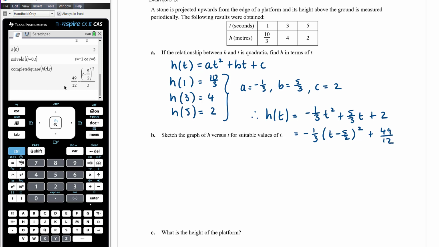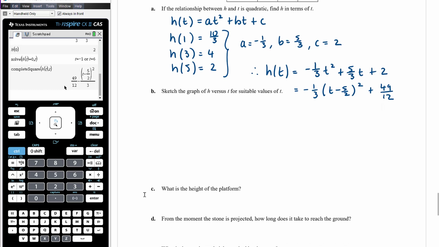So sketch the graph of h versus t. We've got our turning point from there. I've calculated my y-intercept and my x-intercepts here. 49 on 12 is just a bit more than 4, just in terms of scale. So we can think about what's happening here. The other thing I would say to you is, whilst you don't want to draw the graph back to -1, I think in terms of getting your shape right, it's helpful to think about. You have 1, 2, 3, 4, 5, 6. So my x-intercepts are going to be at 6, 0, and we're not going to draw past then.